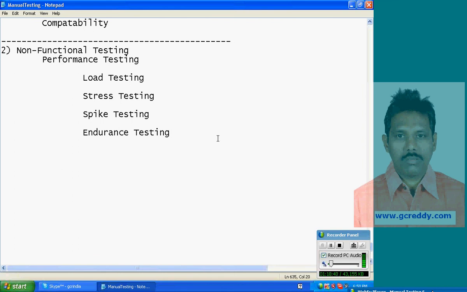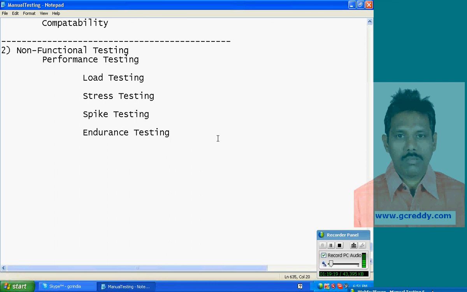Tell me, Priyanka, what is spike testing? It's measuring the system behavior under sudden changes. Okay. Next, endurance testing. Do you hate this term, Lalita? Endurance testing? It is new to you. What about you, Rekha?